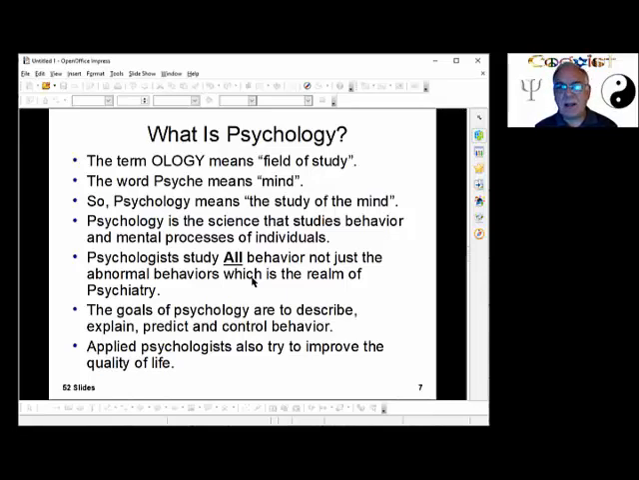Now, applied psychologists also try to improve the quality of life, and you might think, well, that's another type of goal, but the way they improve the quality of life is to control the behavior of the person they're working with. So it's really just controlling behavior of a person whose quality of life is poor because their behavior doesn't fit into the society's role for them, or the role that they themselves describe for themselves.